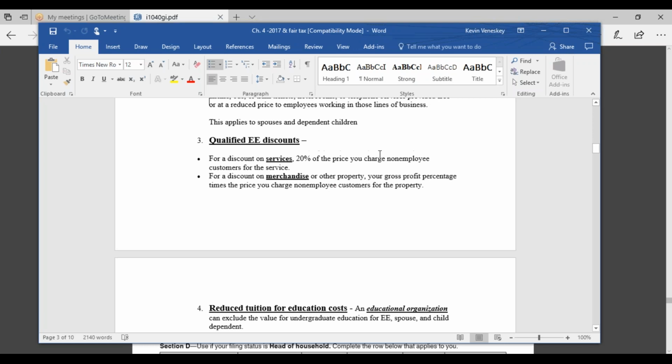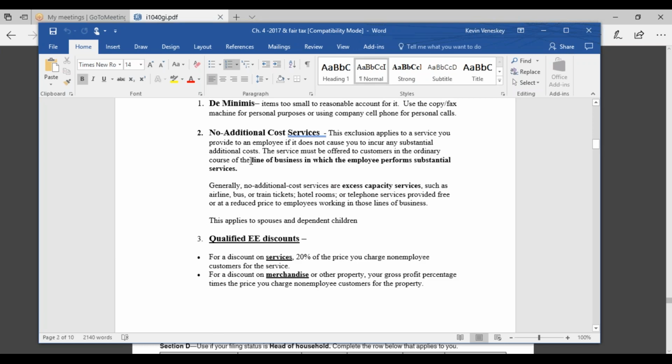No additional cost services. Notice this has to be an actual service. And the key thing here is it has to be in the line of business that you are in at your employer. So even though the employer may have two or more things that they do, say your employer is in car rental and they also do an airline, just for an extreme example. If you work in the car rental side, you may be able to get free rentals as a service if there wasn't a substantial additional cost to the employer if you did that. But you wouldn't be able to get a free airline ticket because you work in the car rental side, not the airline side of that business.